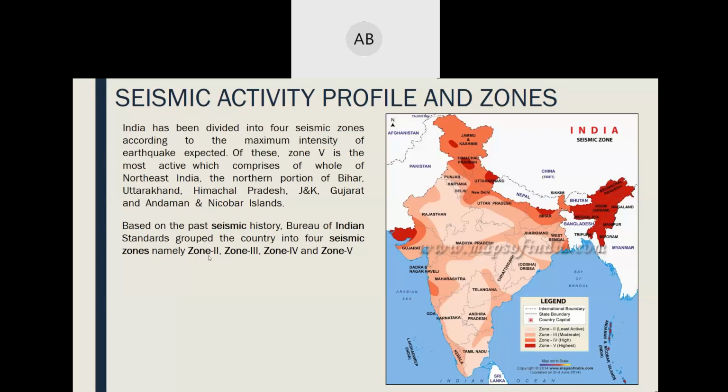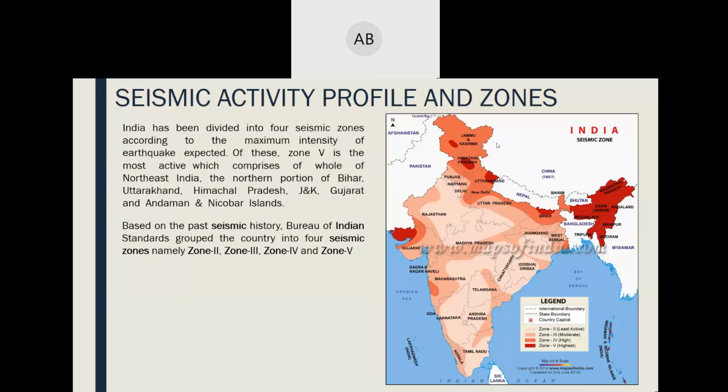Why don't we have zone 1? Because we do not fall into zone 1. That means zone 1 is free from most seismic activity, so we are not in that category. It starts with zone 2, zone 3, zone 4, and zone 5. Zone 2 is named least active, zone 3 is moderately active, zone 4 is highly active, and 5 is the highest seismically active zone.